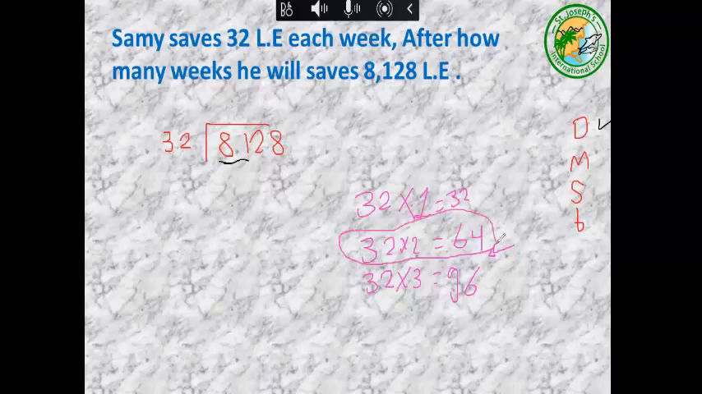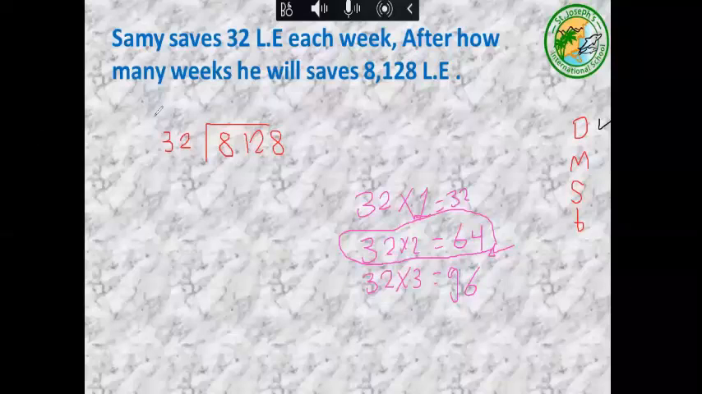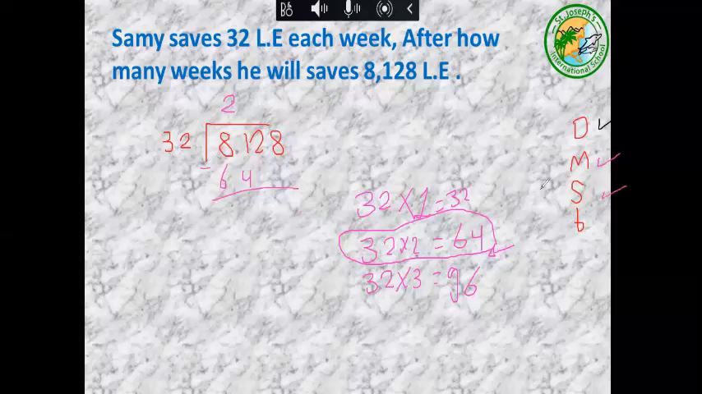32 times 2 equals 64, and this is the second step. Then I will subtract. 1 minus 4, it doesn't work, I borrow, this will be 7, and this one will be 11. 11 minus 4 equals 7, and 7 minus 6 equals 1. Fourth step, bring down the next number to make 172.